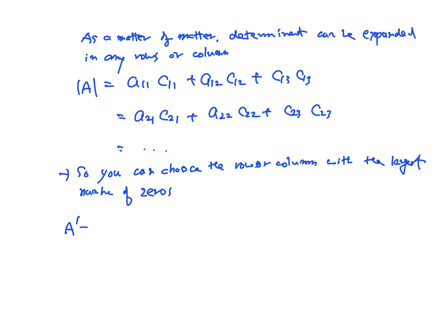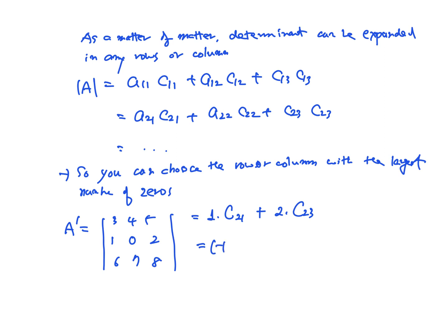So maybe you can try to find a different matrix. 1, 0, 2, 3, 4, 5, 6, 7, 8. I just interchanged the first two rows of the previous matrix. I just changed the rows and see what happens. So in this case, you can start with a C21 plus 2 times C23. So in this case, the sum is -1 to the 1 plus 2 plus 1, M21 plus -1 to the 2 plus 3, twice over M23, right?